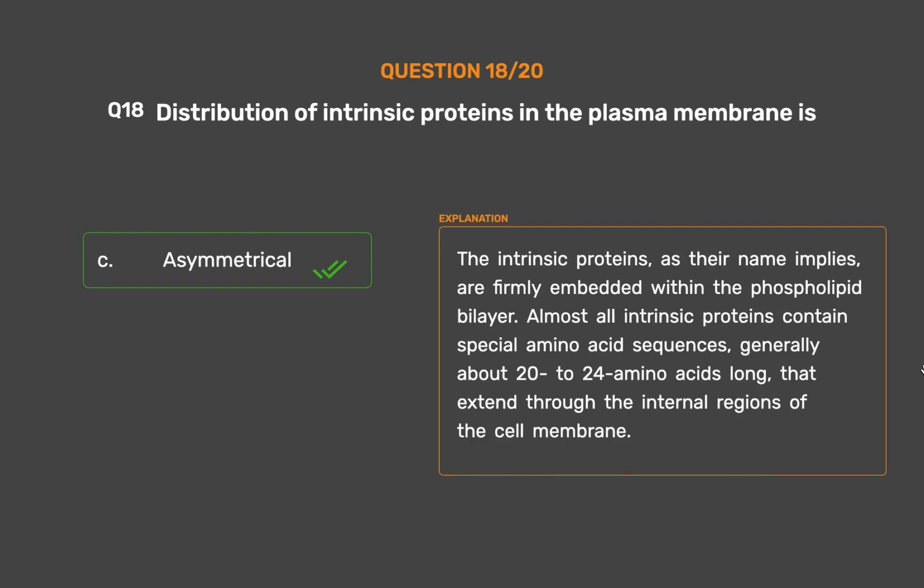The intrinsic proteins, as their name implies, are firmly embedded within the phospholipid bilayer. Almost all intrinsic proteins contain special amino acid sequences, generally about 20 to 24 amino acids long, that extend through the internal regions of the cell membrane.